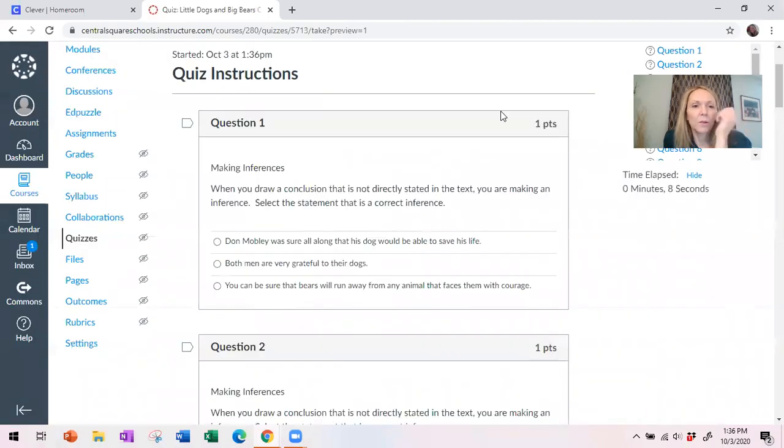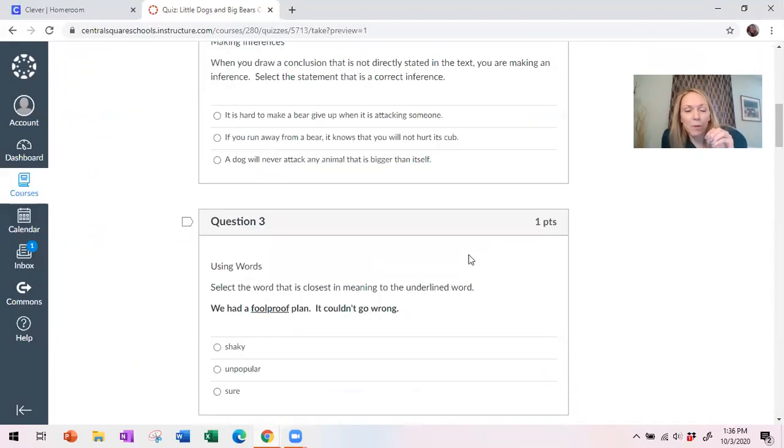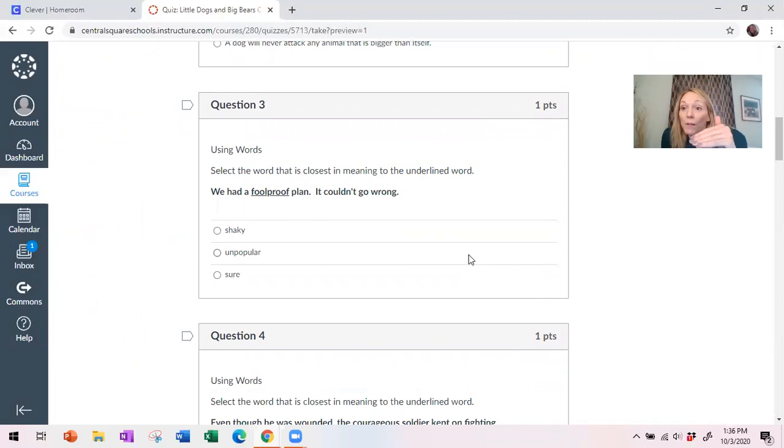Once you go into the preview, the first few questions will be about making inferences, and you watched the Edpuzzle on inferences. So that's, of course, taking clues from the passage and combining it with what you already know. We talked about that, and you watched the videos as well. So there are a few questions about making inferences. Then it will move into vocabulary.